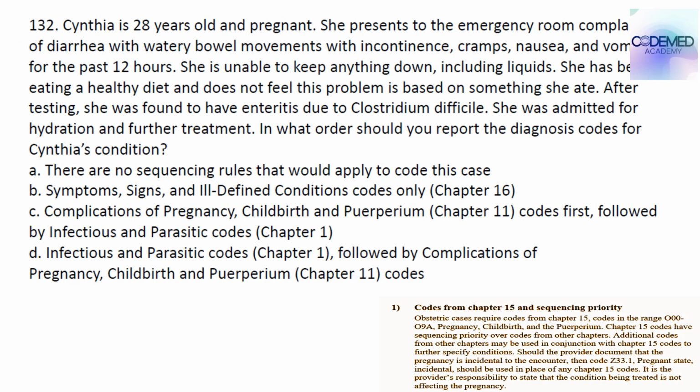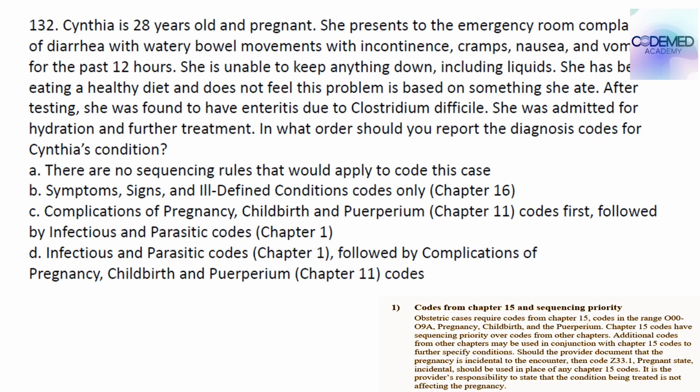Cynthia is a 28-year-old pregnant woman. She presents to the emergency room complaining of diarrhea with watery bowel movement, with incontinence, cramps, nausea and vomiting for the past 12 hours. She is unable to keep anything down, including liquids. She has been eating a healthy diet and does not feel this problem is based on something she ate. After testing, she was found to have enteritis due to Clostridium difficile. She was admitted for hydration and further treatment. In what order should you report the diagnosis codes for Cynthia's condition?